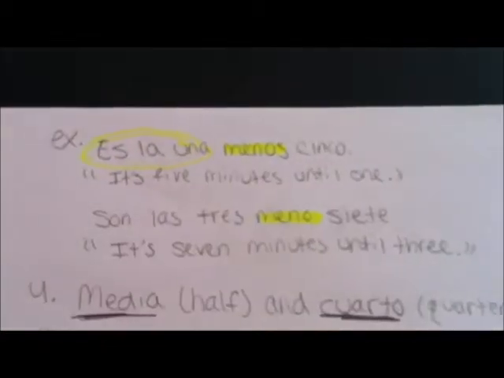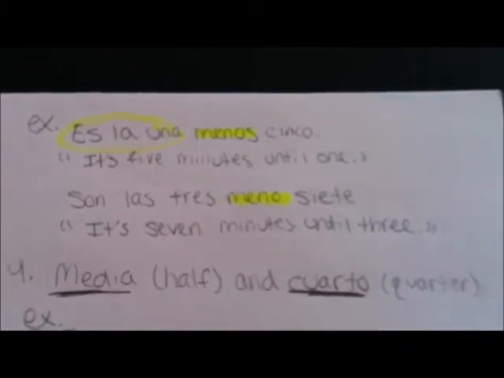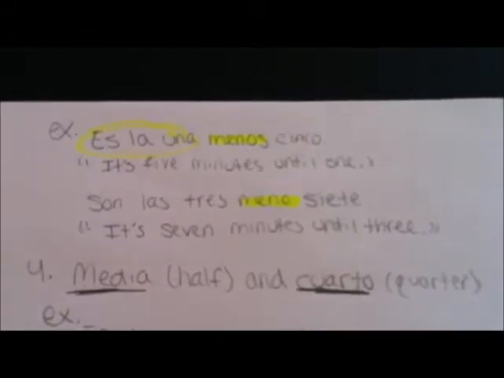So you use the time that it's going to be. So you're trying to say it's 1 o'clock, but it's really 12:55. And then it's the same way for son las tres menos siete. So it's 7 minutes until 3. So really it's 2:53. And it's going to be 3 o'clock in 7 minutes.